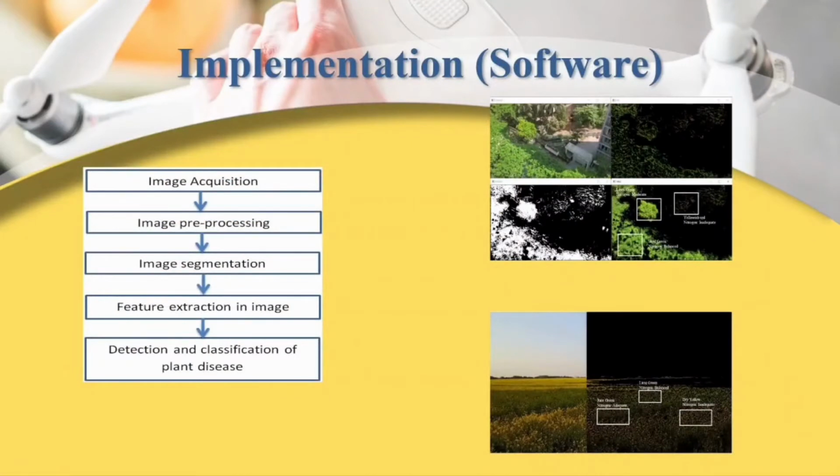The implementation of the software part. When the FMAD is spraying pesticides over the field, it simultaneously records videos and clicks pictures of the field to check if there is any uncertainty over the field or to make further analysis. The pictures on the right side are the live images which are taken from the drone. First, the image is taken into the software, it is pre-processed and then the image is segmented. After that, feature extraction in the image is done, which indeed leads to detection and classification of the plant disease.